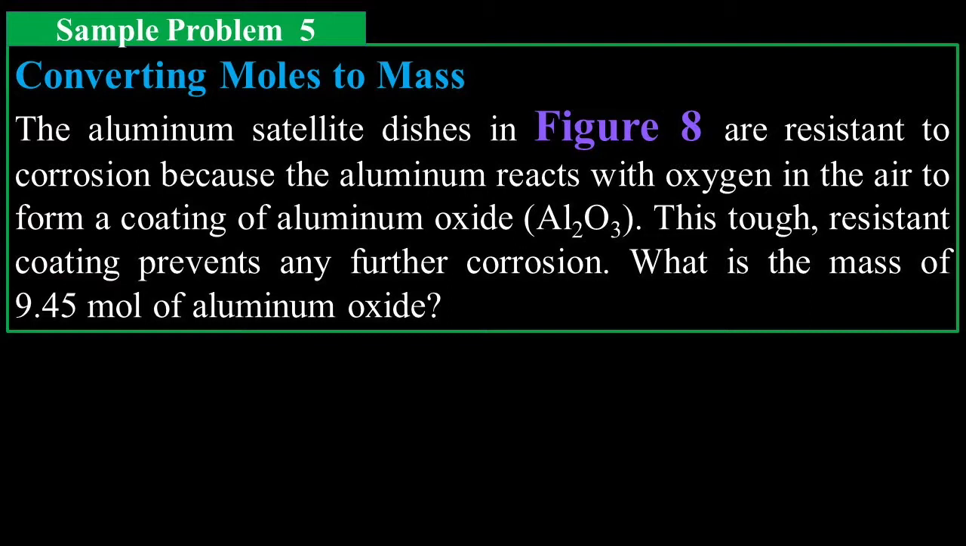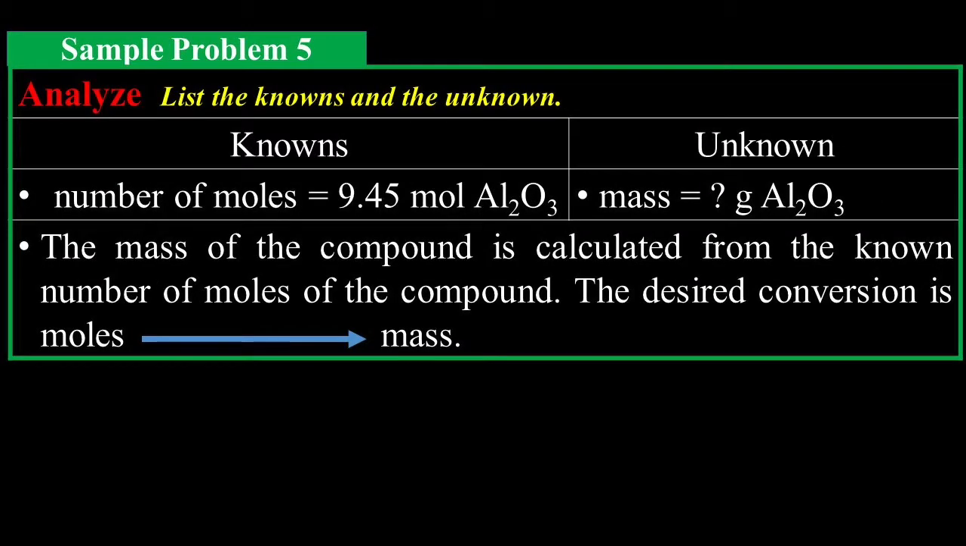So we're simply going to say, all right, well, aluminum oxide, Al2O3, find the mass of each atom, 2 aluminum and 3 oxygen, and then find the mass of 1 mole, and then multiply that by 9.45. Here we have the number of moles is 9.45 moles of aluminum oxide. We're looking for the grams of aluminum oxide. The mass of the compound is calculated from the known number of moles of the compound. The desired conversion is moles to mass.